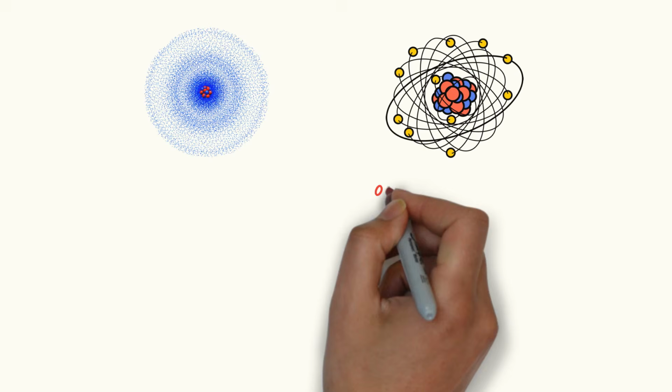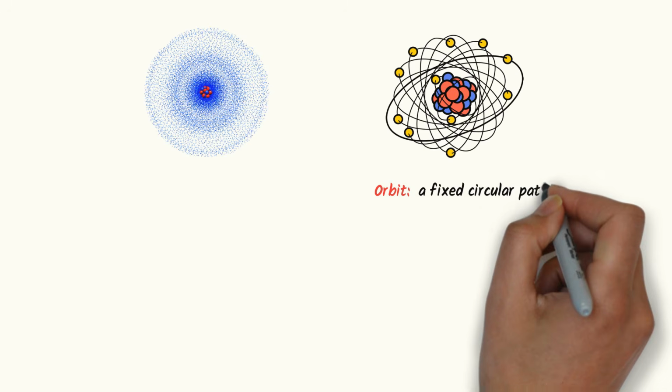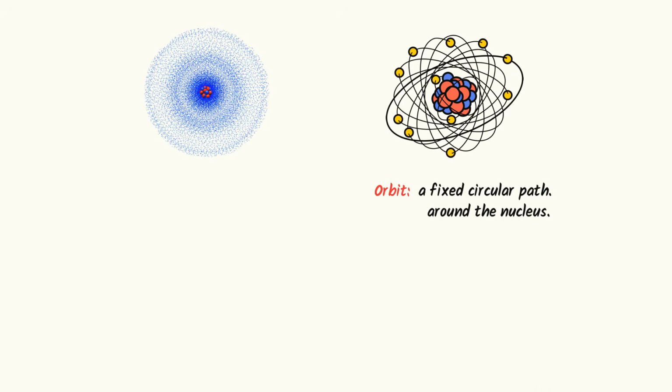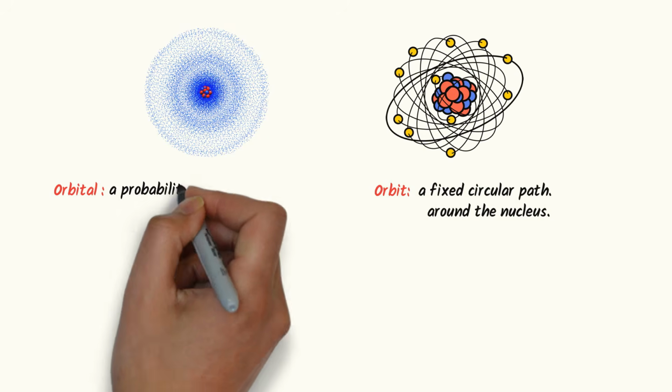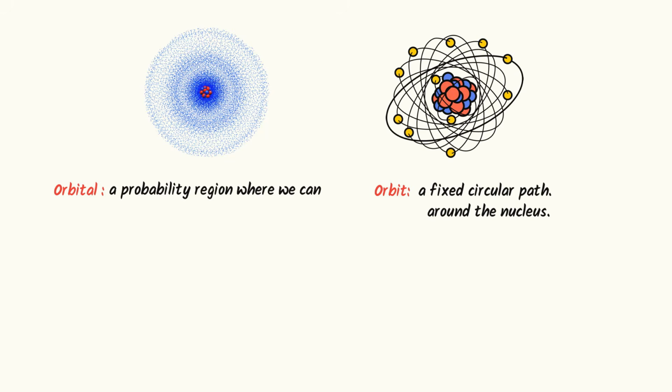So here is the whole difference in two lines. An orbit is simply a fixed circular path around the nucleus. An orbital is a probability region, a cloud, where we are most likely to find the electron. That's it. That's the entire difference.